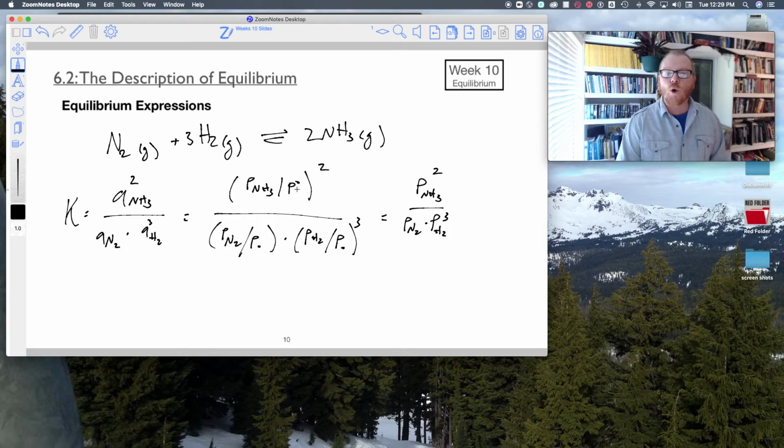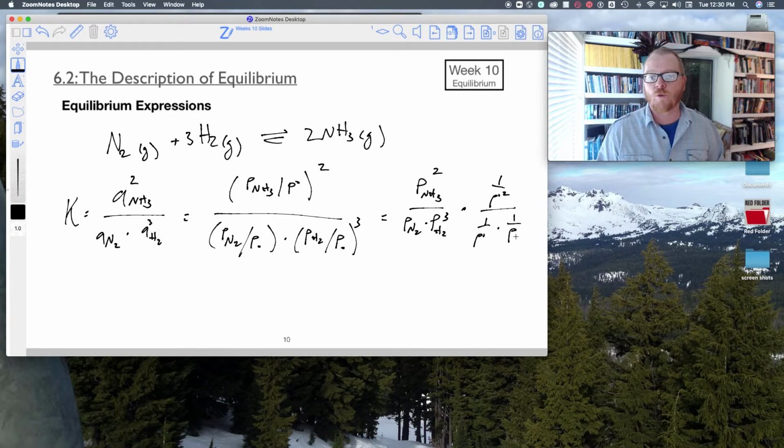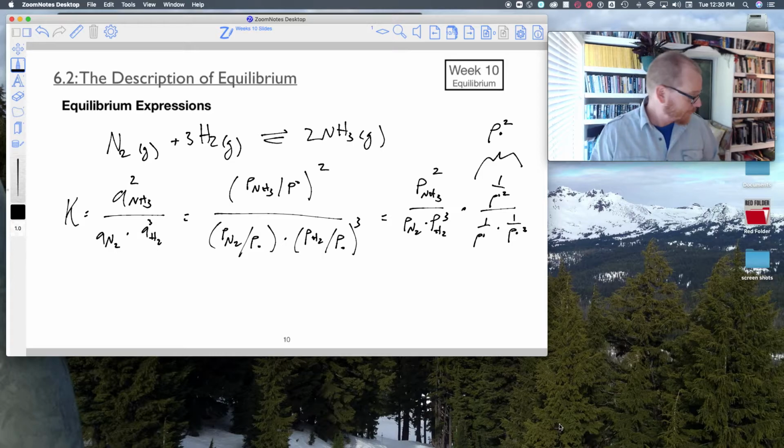But now I'm going to have 1 over P naught squared divided by 1 over P naught times 1 over P naught cubed, okay? And so when I do all of that, I'm going to have times 1 over P squared times 1 over P naught times 1 over P naught cubed, okay? And all of this becomes 1 over P naught squared divided by 1 over P naught to the 4th power, which actually just equals P naught squared. Okay, so do the algebra to prove it.